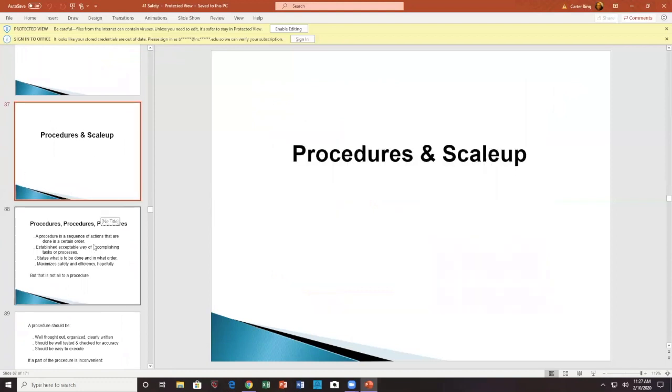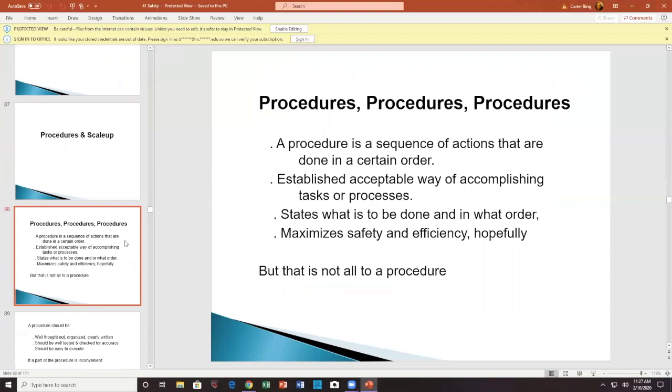Procedures and scale up, that's a problem. Again, we're taking a look at safety from a procedure point of view and from a scale up point of view. Procedures are a sequence of actions that are done in a certain manner, an established, acceptable way of accomplishing tasks. They state what's to be done in what order, to maximize safety and efficiency, hopefully.